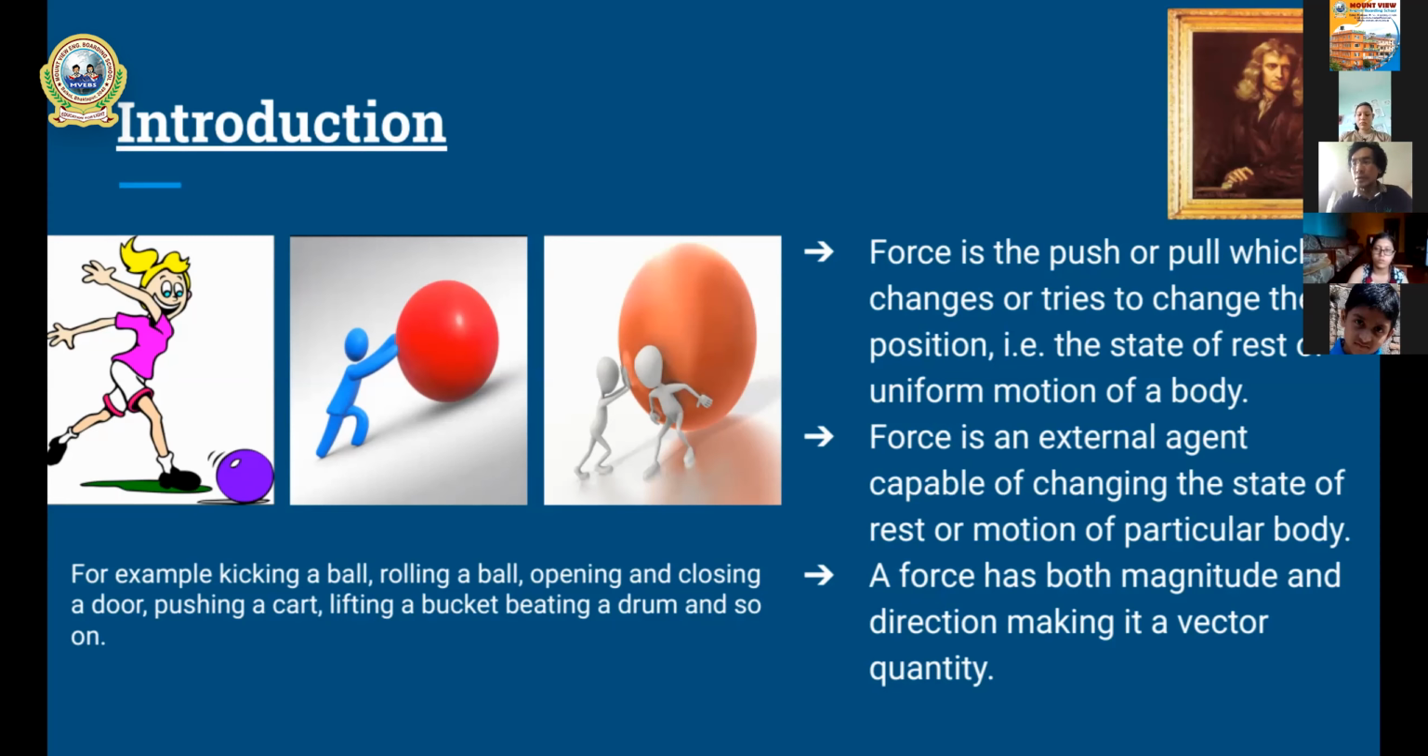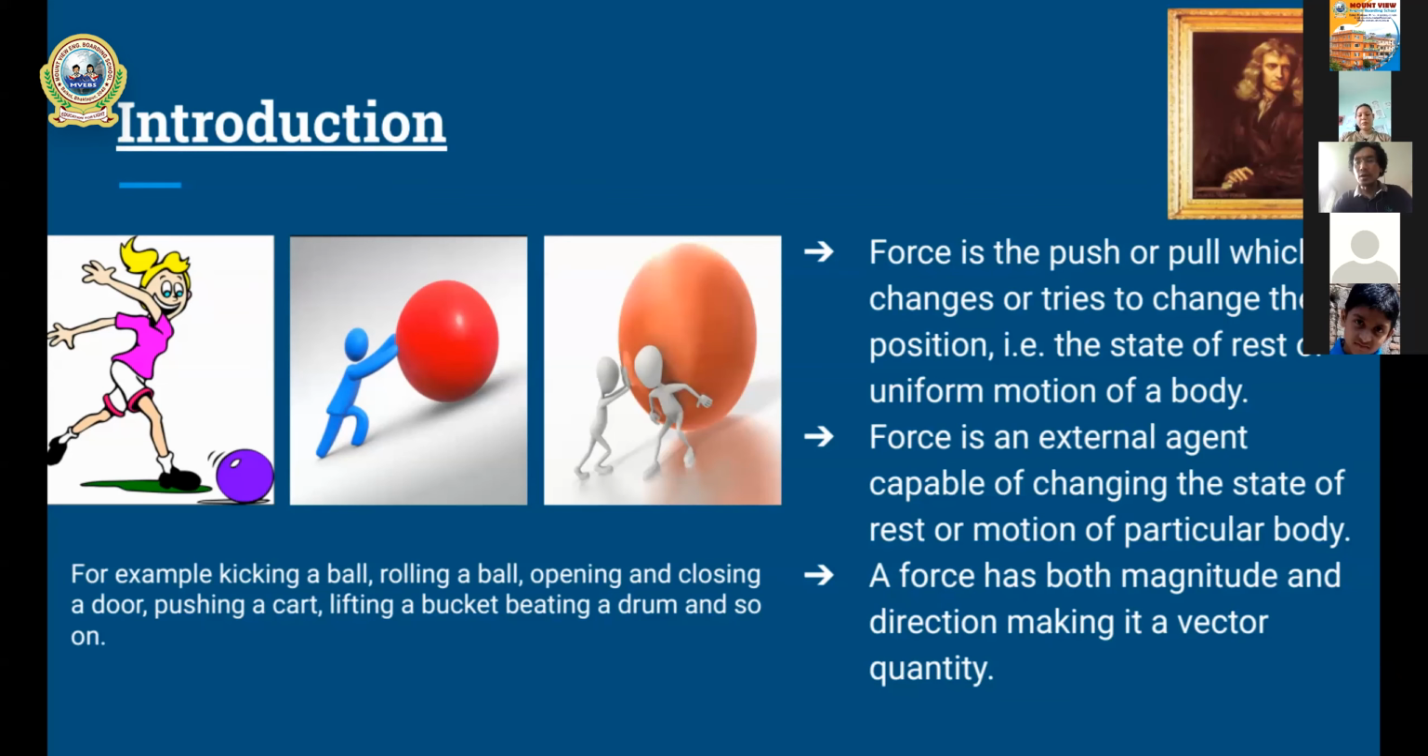And what is that external agent? It is what makes, or tries to make, a change in the position of the body, and that external agent is force. So force is simply defined as the push or pull which changes or tries to change the position of a body. Position of a body means the state of a body. There are two states of a body in regard to the motion of force: one is rest, another is motion.